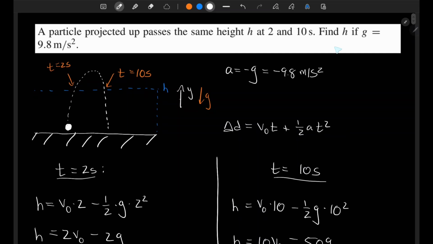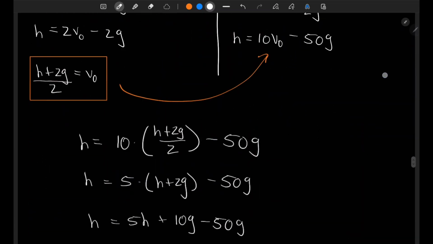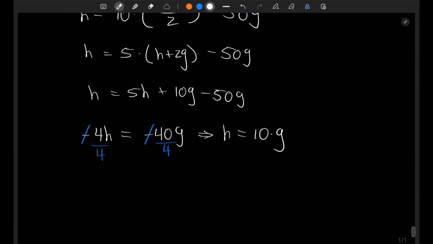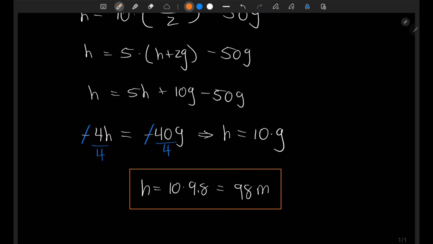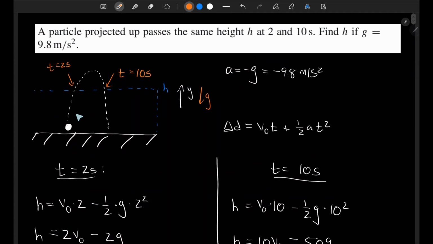We wanted to find the height that this particle passes at t is equal to 2 and t is equal to 10 seconds. So now we just plug in for g, and we find that h is equal to 10 times 9.8, or 98 meters. So this particle passes the height 98 meters at t is equal to 2 seconds and t is equal to 10 seconds. And with that, I'll end the video. Thank you.